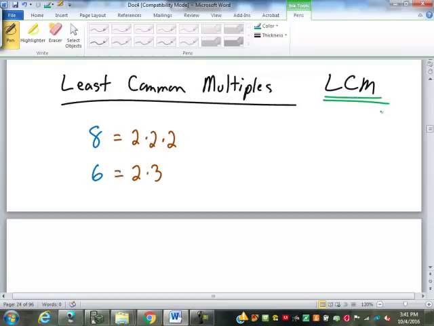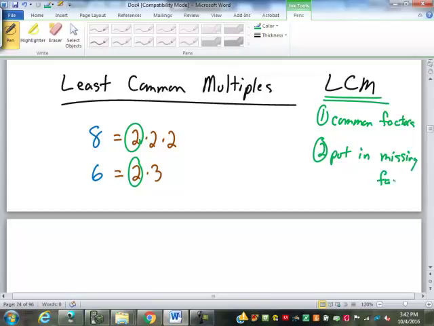I start out the same way. Number one, I look for common factors. And in this case, there's only the one. There's a 2 in each of them. The second thing I do then is I have to make the others common, or I have to put in the missing factors. And how I know which factors are missing is I compare them to each other. This top one has the 2 2's in it. The bottom one doesn't, so I need to multiply by a 2 and another 2. Now those factors are in common.